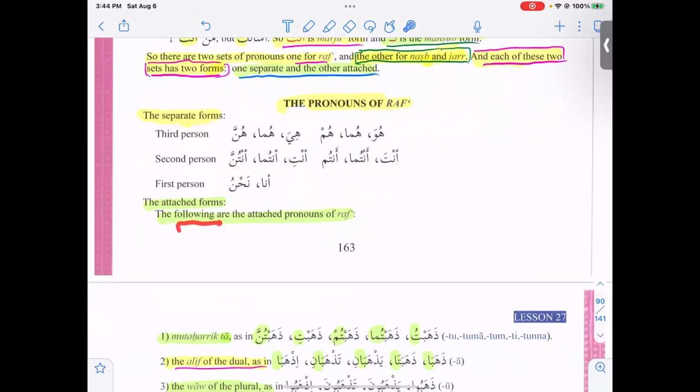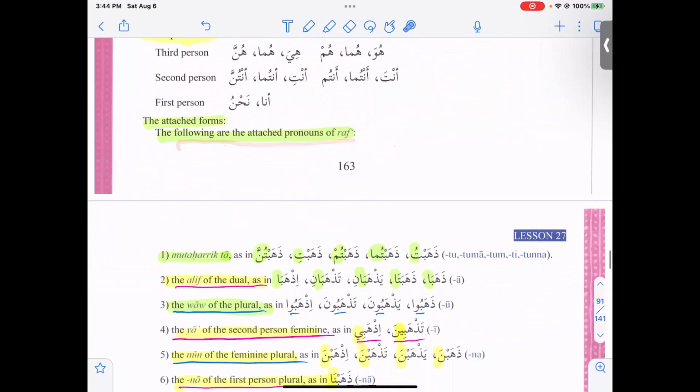The following are the attached forms of rafa. What are they? Zahabtu, they are attached, but they are marfu. Zahabtu, Zahabtuma, Zahabtum, Zahabti, Zahabtunna. And then alif of dual. Zahaba, Zahabata, and then mudari, Yazhabani, Tazhabani, then amr, Izhabа. They all have alif, the muthanna is their fa'il. And here, ta is marfu. It's the fa'il. Mutaharrik ta, they have ta that has a proper vowel sign.